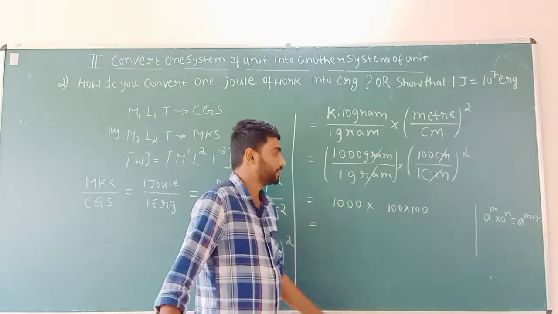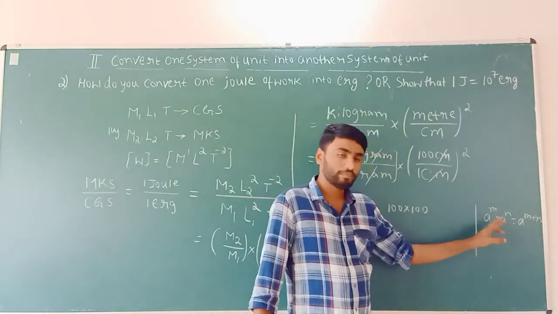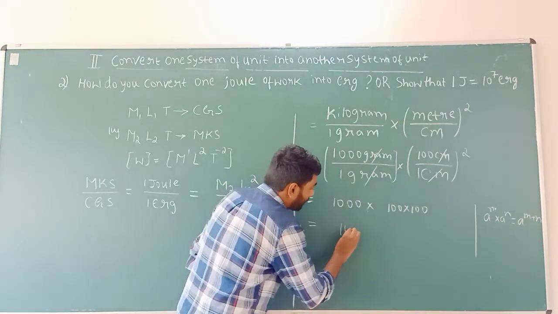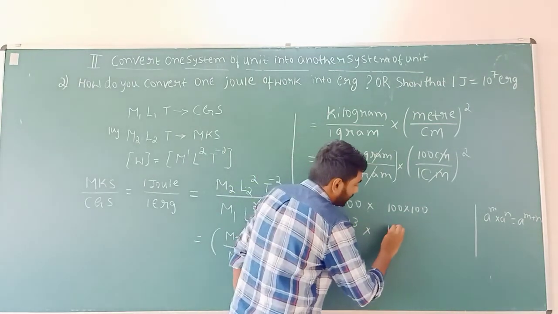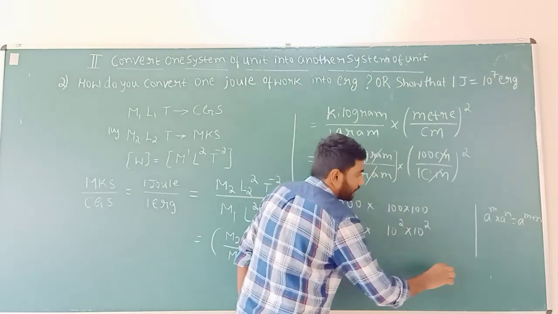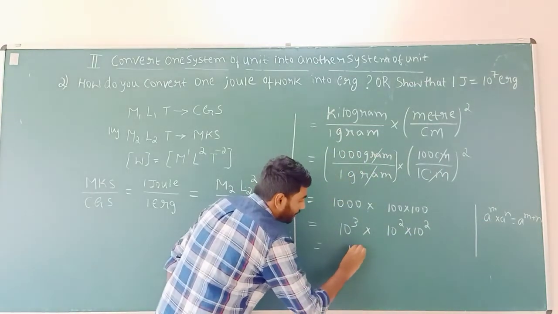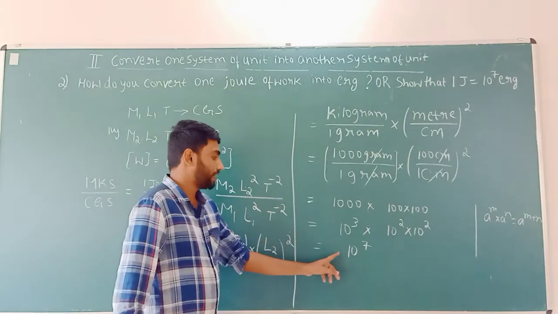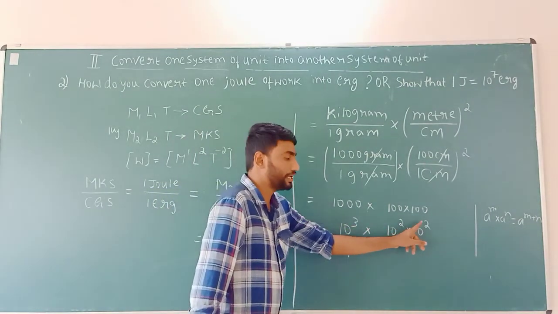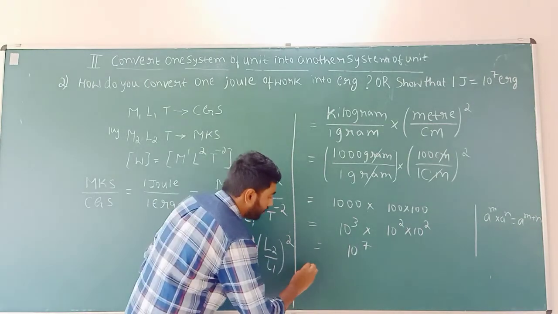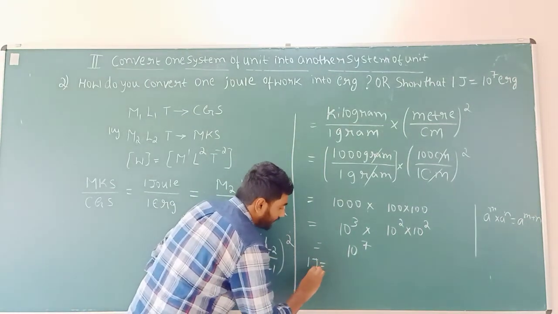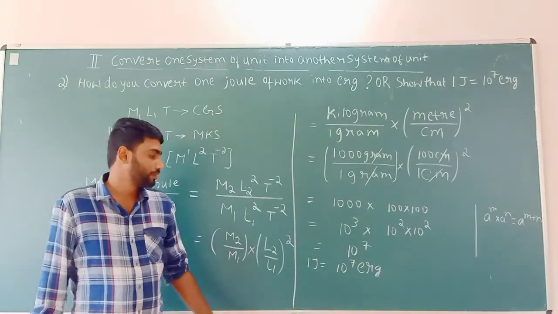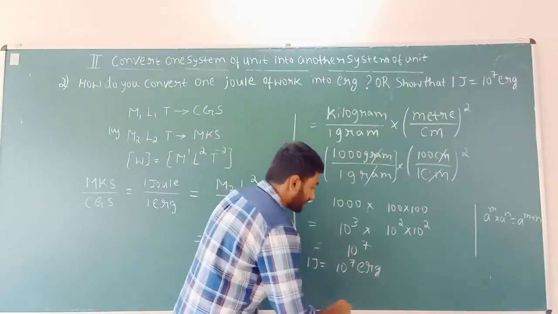Now applying the mathematical formula a power m into a power n equals a power m plus n, like that 10 power 3 into 10 power 2 into 10 power 2. Applying this formula, 10 power 3 plus 2 plus 2, 7. So 10 power 7. Therefore 1 joule equals 10 power 7 erg.